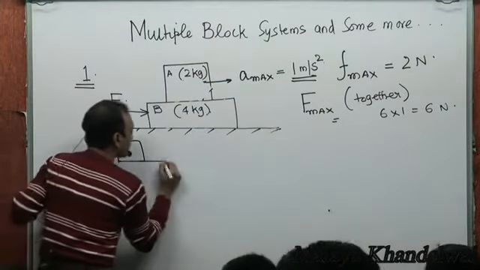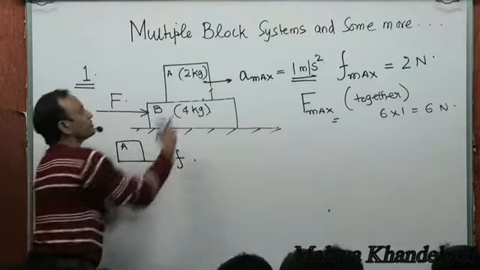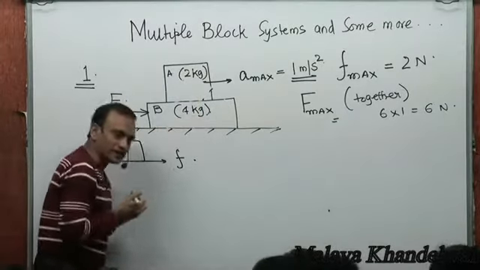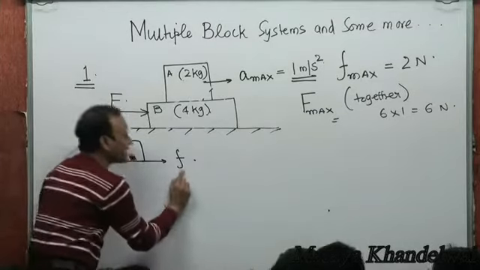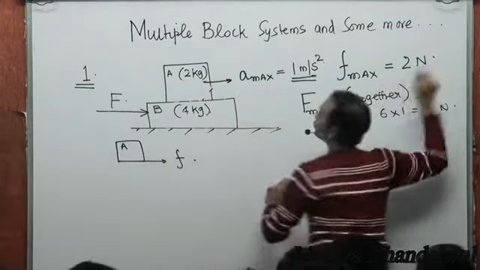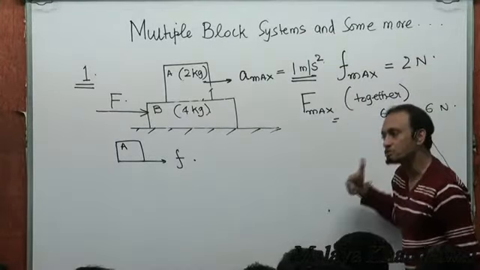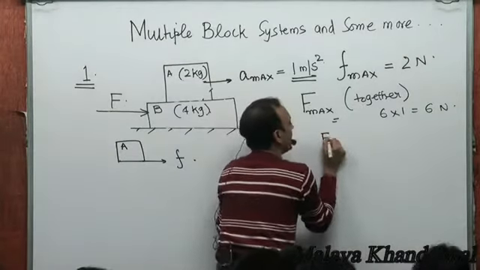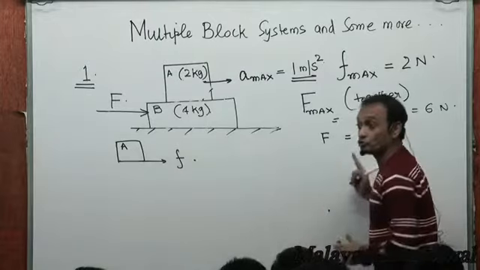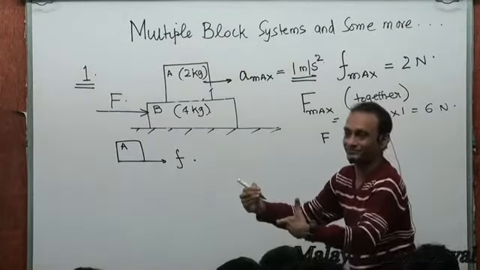On A, it will apply a frictional force. Frictional force acting on A would be rightwards. Frictional force acting on B would be leftwards, right? And the maximum value of friction would be 2 newtons. Yes or no? Which means now, if you apply a force F which is less than 6 newtons, up to 6 newtons, they move together, right?